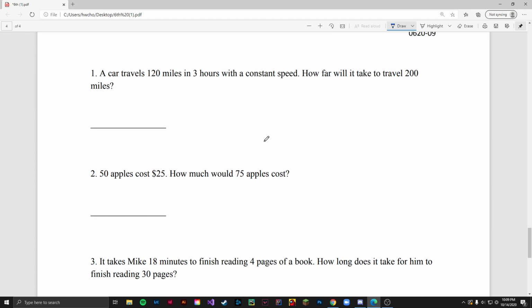A car travels 120 miles in 3 hours with constant speed. How long will it take to travel 200 miles? So, let's write out some facts. 120 miles in 3 hours. So once we convert that, what do we want to do here? And we have to find what 200 miles is.